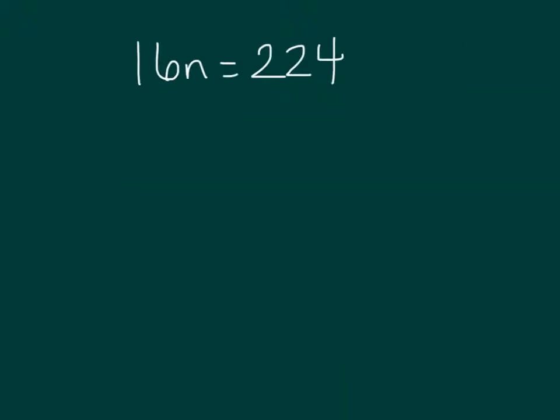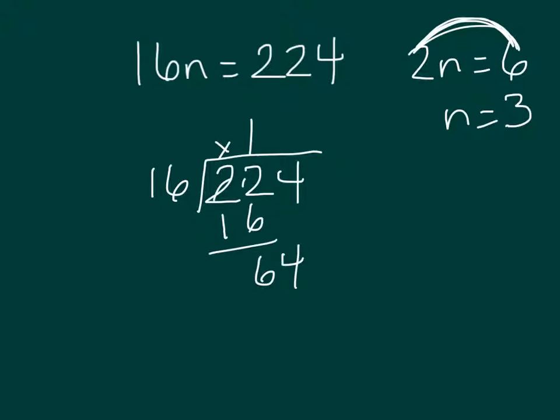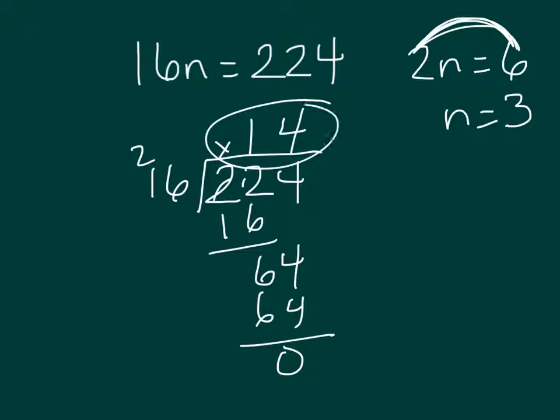When you ask what do you multiply 16 by to get 224, again, if I say 2n equals 6, we know that n equals 3. The way I got 3 was to divide these two numbers. So that helps me figure out that I need to divide these two numbers. 16 doesn't go into 2, but it goes into 22 one time. I subtract and I get 64. We're going to go ahead and try 4. 4 times 6 is 24. And that gets us 14. So we have n equals 14.